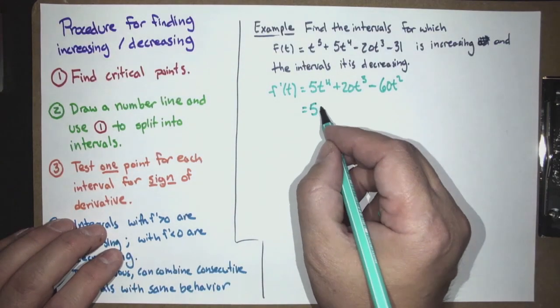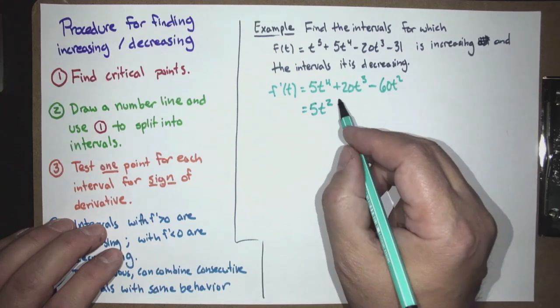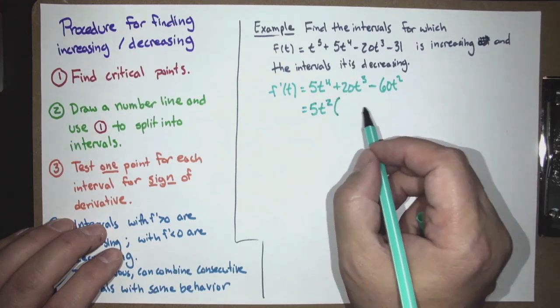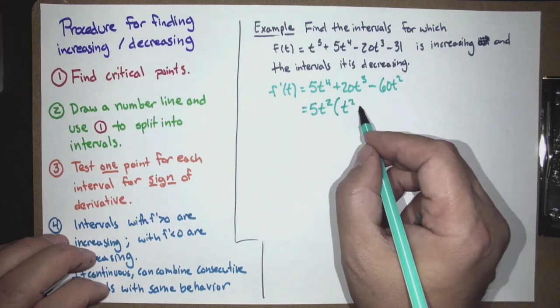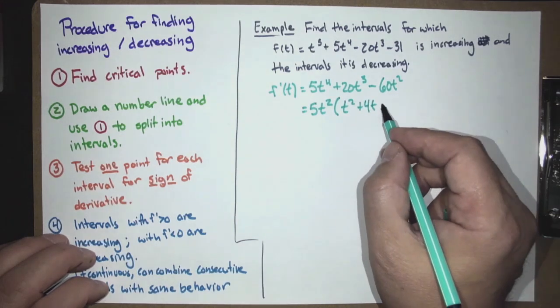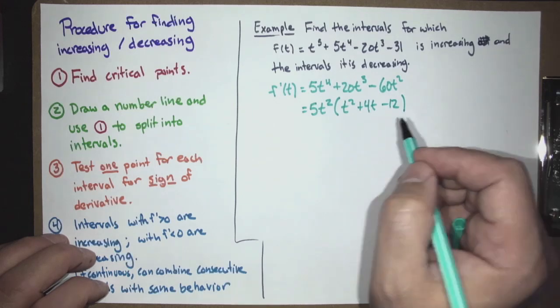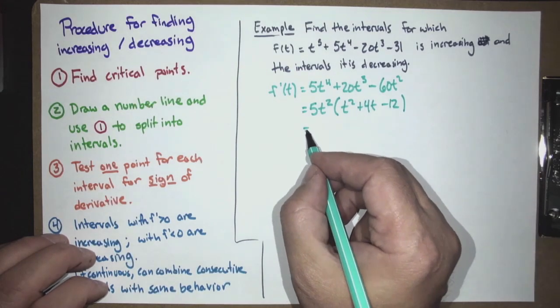Yeah, we can pull out a common factor. They all have a factor of 5. They all have at least a t squared. If you pull out 5t squared, what's left? t squared plus 4t minus 12. Okay, does t squared plus 4t minus 12 factor?